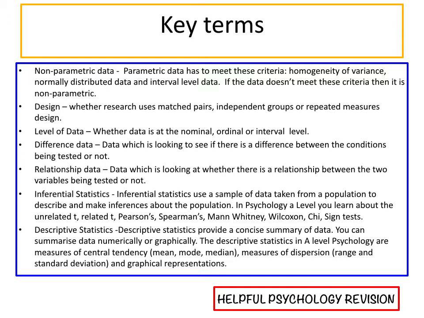You also learn about descriptive statistics, which provide a concise summary of data but don't go into as much depth as inferential statistics. You can summarise data either numerically or graphically using descriptive statistics, and the descriptive statistics taught in A-level psychology are measures of central tendency, the mean, mode and median, measures of dispersion, the range and standard deviation, and graphical representations, which include bar charts, scattergrams, histograms, line graphs, and frequency polygons.